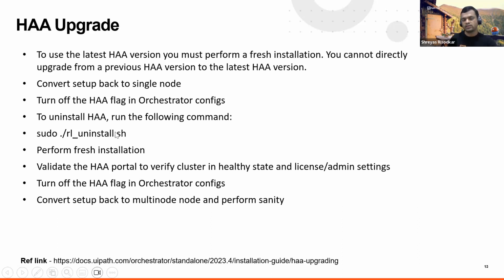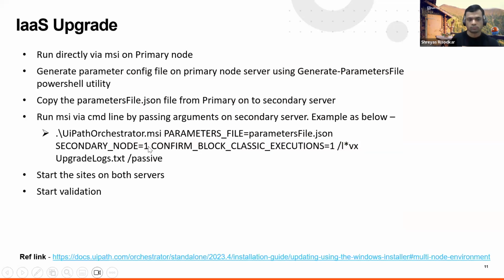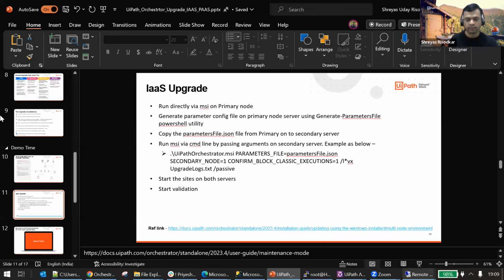So again, when we are doing this, we have to ensure that we turn off the Redis flag in the orchestrator and make it a single node setup by keeping one of the IIS nodes down. And then we can upgrade the HA. Once the HA is upgraded and we have done a sanity check on the HA, we can turn on the Redis flag again in both the orchestrator nodes, and we can do the sanity check of the entire setup. So this is going to be the sequence of events of the demo. If you have any questions, let me know before I dive into the demo.